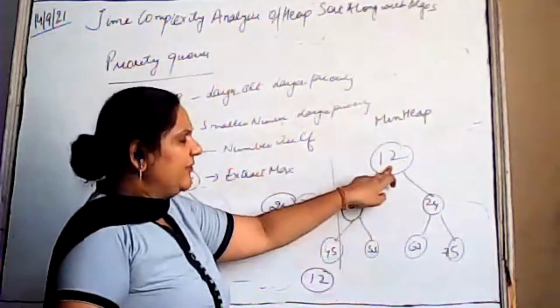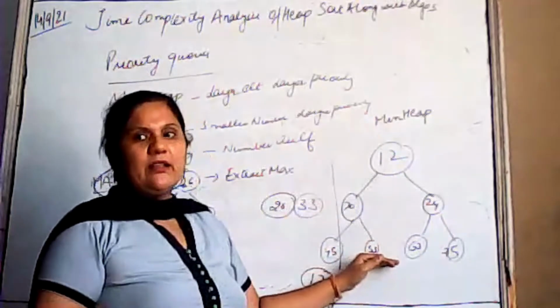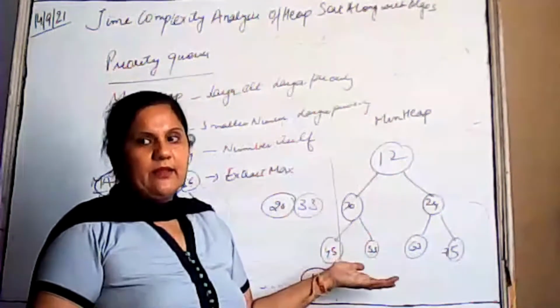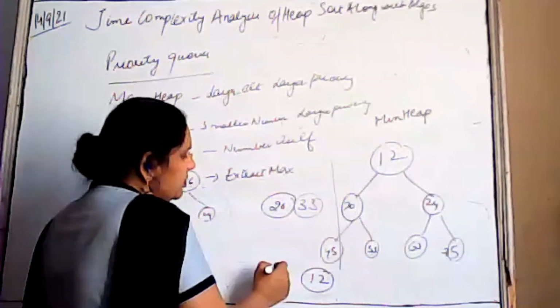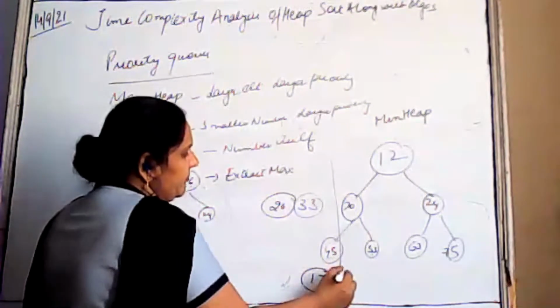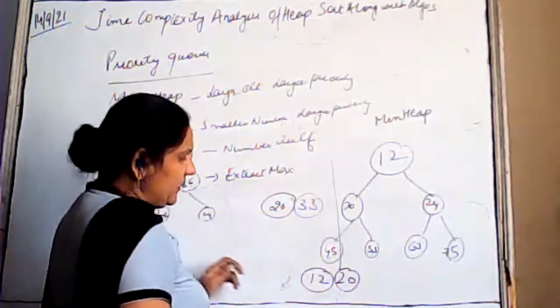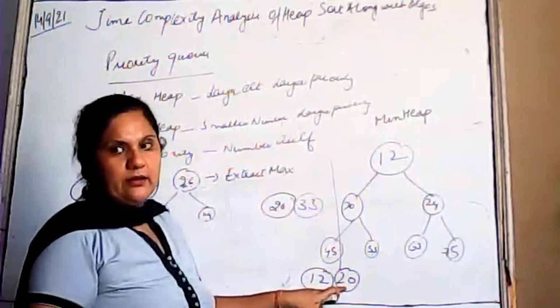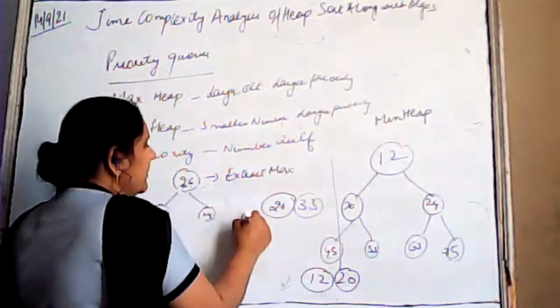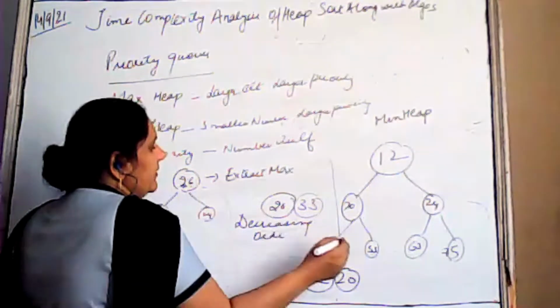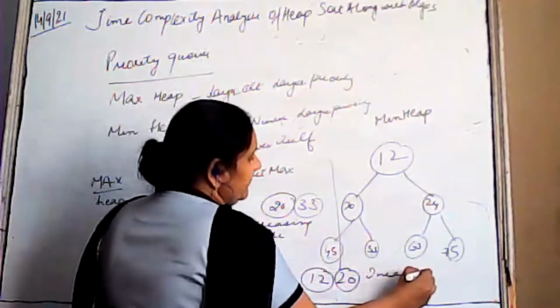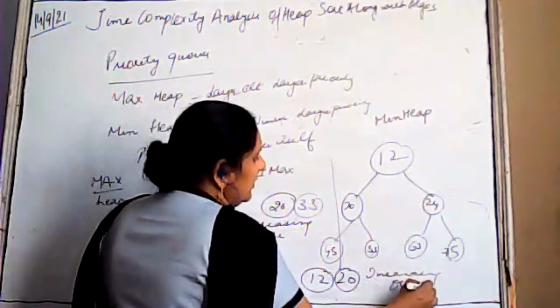Then 75 will go up, and again you will satisfy the min heap property. Then after satisfying the min heap property, what will you get? You will get the second smallest number, that is 20 here. So this will be the decreasing order. This will be the increasing order.